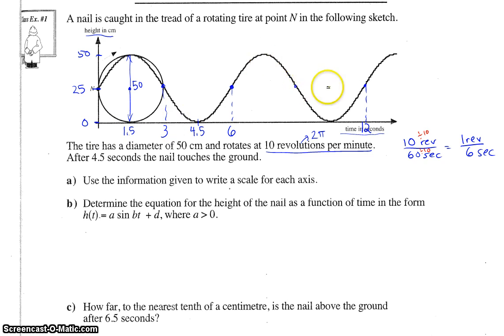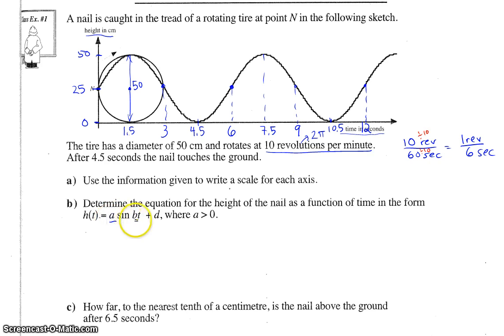So halfway again would be 9 between 12 and 6. Halfway here again would be 7.5. And then finally 10.5. And there we go. Okay, that scales it pretty well. After 4.5 seconds, the nail touches the ground. Hey, that's what we got too. Cool. Okay, so use the information to write a scale. Done. Okay. Determine the equation for the height of the nail as a function of time in the form.